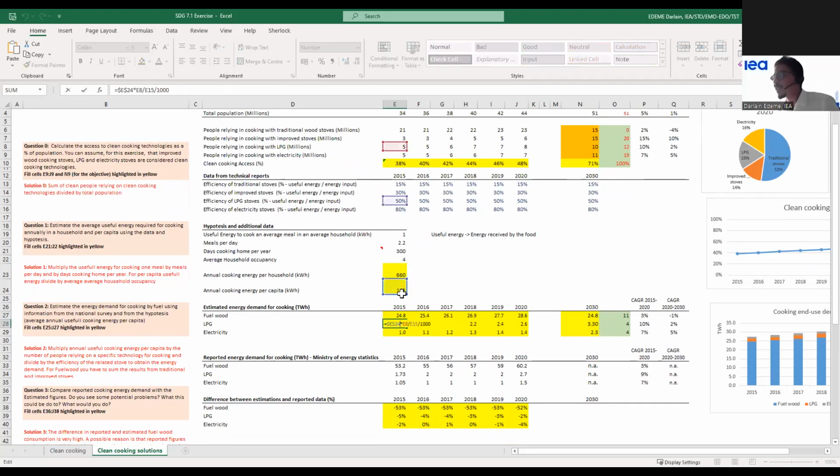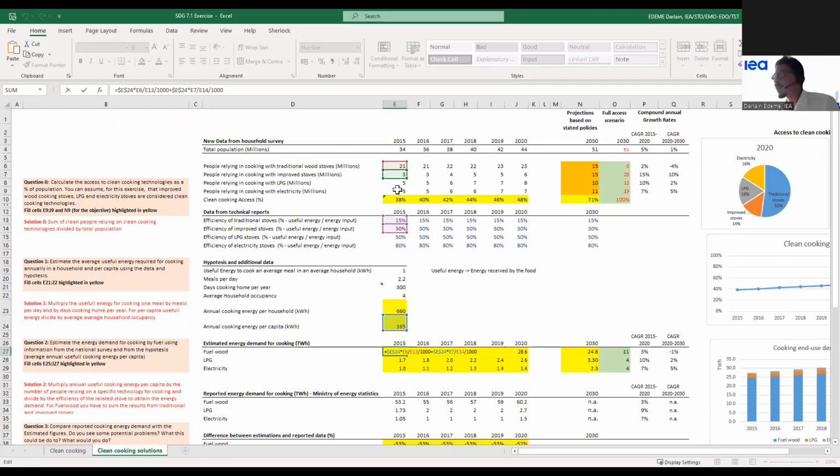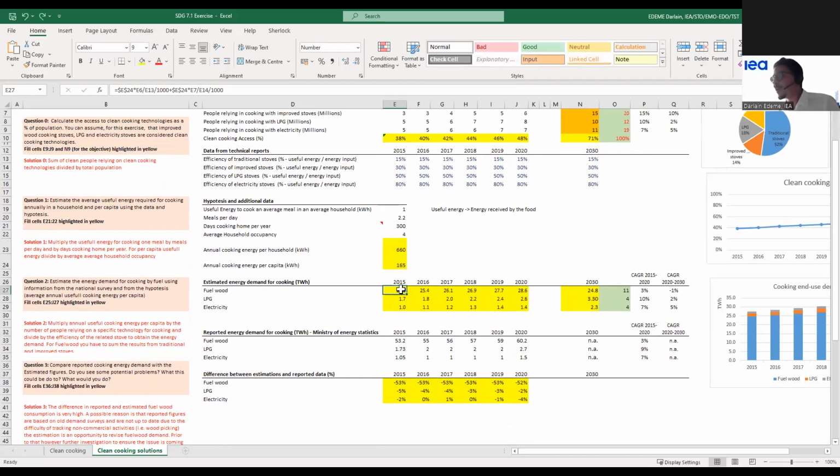And you will see that it's the exact same calculation. The only difference is for fuel wood, which has 2 stoves using the same fuel, but at really different efficiency, because here the traditional ones have 15% efficiency, whereas the improved stoves have double efficiency, which is 30%. You can calculate for all technologies this estimated energy demand for cooking in terawatt hours.